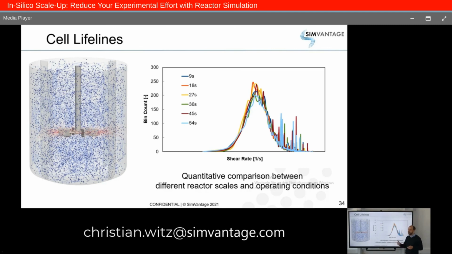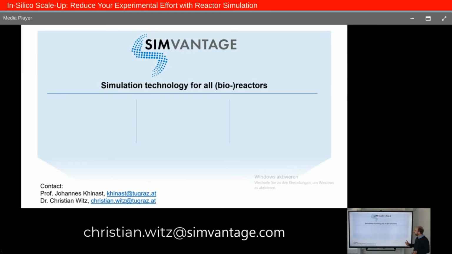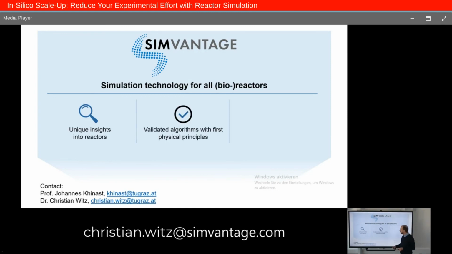And then we can also generate, for example, scale down models where we look at these histograms at the large scale and then create models of reactors which give us the same histogram in the smaller scale. So to sum up, I've presented the simulation technologies for bioreactors. It gives unique insights into reactors. We use validated algorithms based on first physical principles, and you can design, optimize, or troubleshoot your reactor in silico.